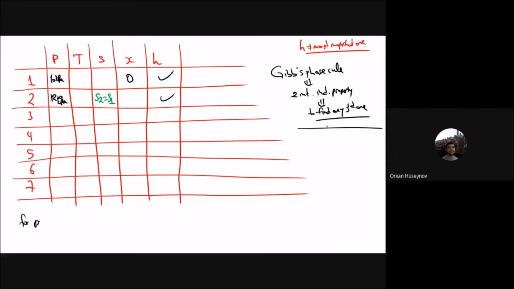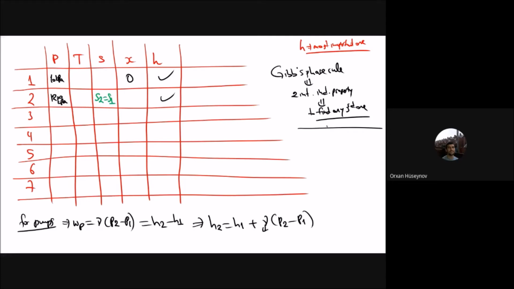For the pump, the work of the pump is equal to nu times (P2 minus P1). This work of the pump is also equal to the enthalpy difference. Since I know the pressure at point 1 and point 2, enthalpy at 2 will be equal to enthalpy at 1 plus nu multiplied by (P2 minus P1).